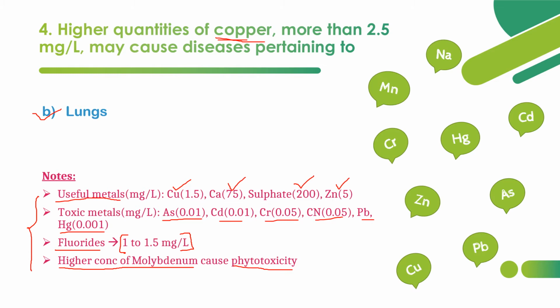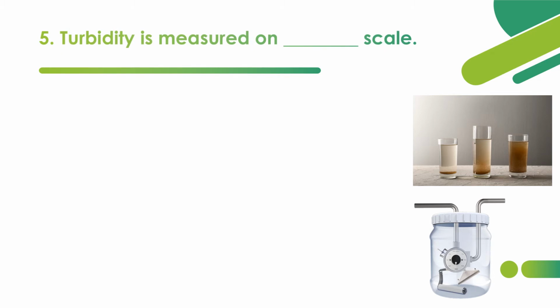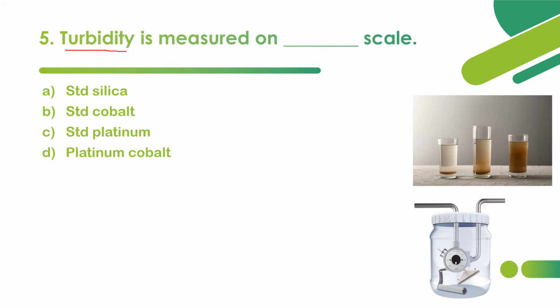Now let's move on to the fifth question. The fifth question is related to turbidity. Turbidity is measured on which scale? Option A, standard silica. Option B, standard cobalt. Option C, standard platinum. Option D, platinum cobalt. Which is the standard scale that is used to measure turbidity? Just think about it. Standard silica, standard cobalt, standard platinum, platinum cobalt. Which is the correct scale to measure turbidity?